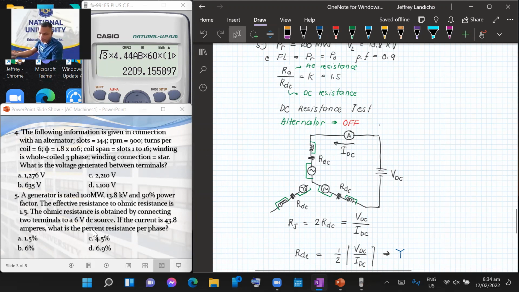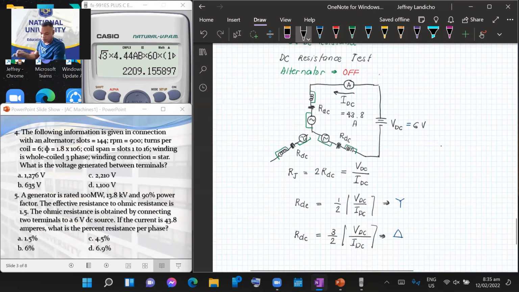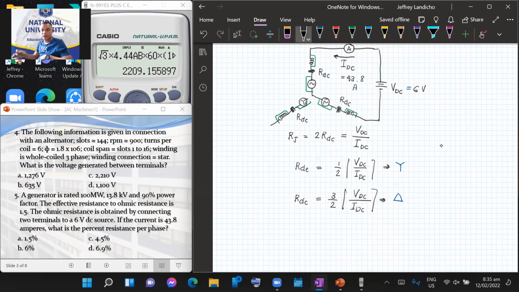So, ano hinahanap ng problem? So, under DC resistance test, nag-connect tayo ng voltage equivalent to what? Ano voltage? 6 volts. Ano nakita natin current? 43.8 ampere. So, ano hinahanap? What is the percent resistance? So, alam natin kung sino yung percent resistance. Nakuha natin sa transformer. So, that is always your RPU. Or, kung gusto natin percent resistance, i-multiply lang natin ng 100%.